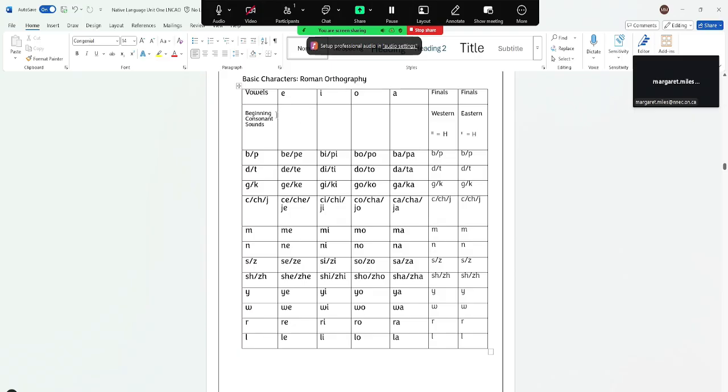Okay, the vowels A, E, O, A, as you could see here, written in Roman writing. Beginning consonant sounds B, P, Bo, Po, Ba, Pa. D, T, Do, Tu, Da, Ta. And this is for the first one, the Western.